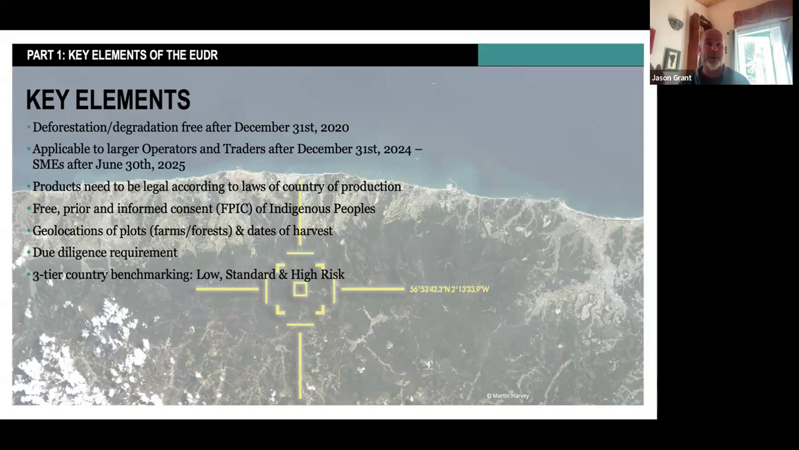And so when an operator places in-scope products on the EU market, they need to submit a due diligence form. And along with that in the due diligence form, they say, we've done our due diligence. We've determined there's negligible risk for any of the prohibited activity on this shipment that we're placing on the market. And here's the list of geolocations of all the source plots for this product. So, I mean, you can imagine how complicated that could be if it's, say, a book. So we'll get into that a little bit later.